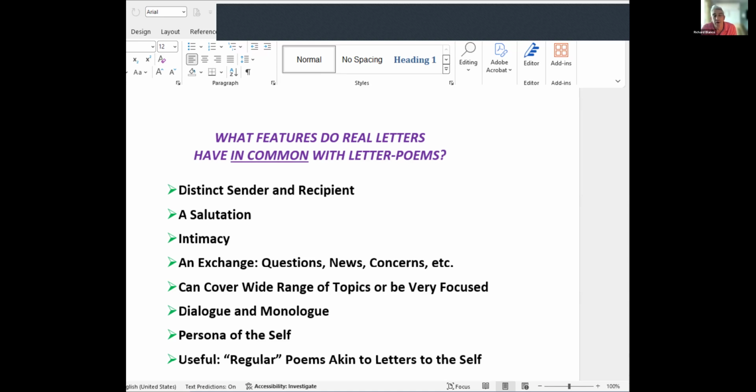So, dialogue and monologue. When we're writing a letter to someone, really think about it: we're writing a letter to ourselves. It's a monologue as much as it's an implied dialogue. We're not just writing someone just to, I mean, in the best, most honest letter writing or letter poems, there's something else going on.